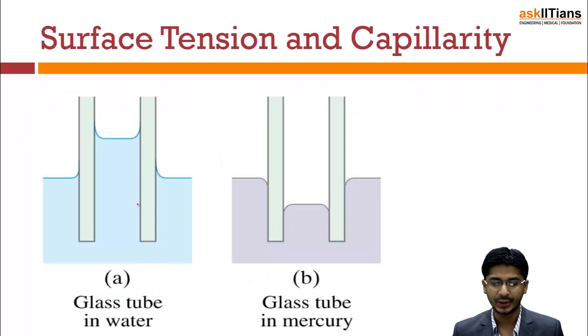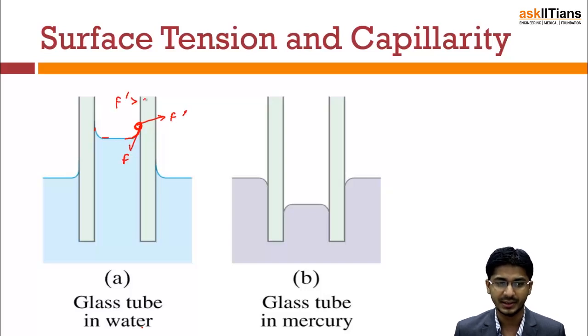Now you can see what happens to a glass tube in water. If you put a glass tube in water, the water rises like this and the surface tends to become like this. Again, this is because the force with which this attracts, this F dash, is greater than this force. F dash is greater than F, so the surface becomes like this. It is dragged in this direction because of the greater force.